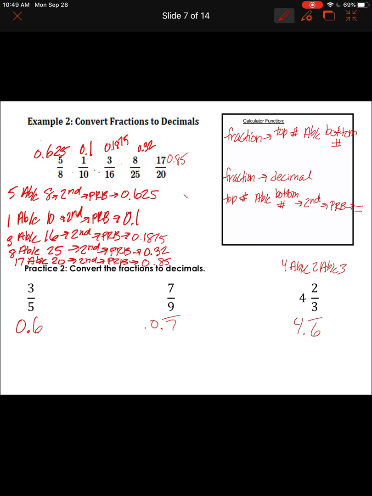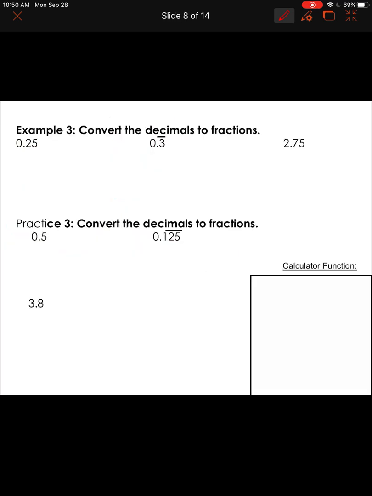Okay, for those repeating numbers, we're not going to write out all of the digits. We're just going to use the fraction bar over the number that is repeating. All right. Then we're going to figure out how to do the opposite. Change our decimal to a fraction.